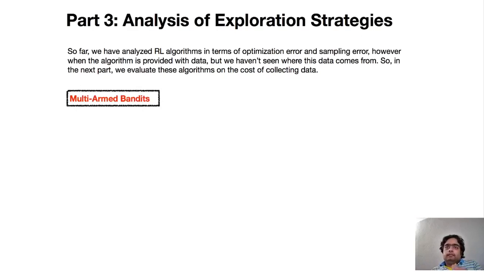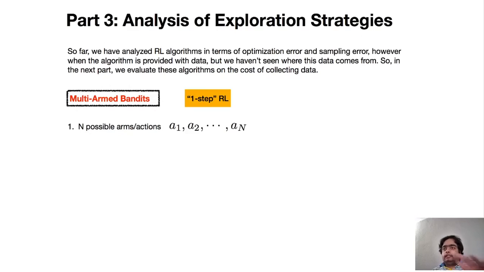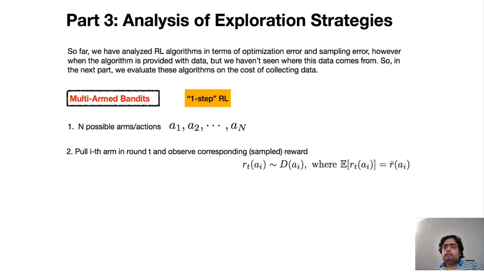So in this part, we'll not look at RL, because the analysis of RL exploration algorithms tends to be somewhat complex, but we'll look at multi-armed bandit problems. And this is in a sense one-step RL. You've looked at this in the exploration lecture, but I'll briefly recall what a multi-armed bandit looks like. So we have n possible arms or actions, a1 to an.